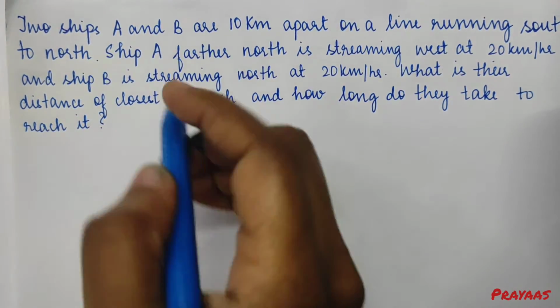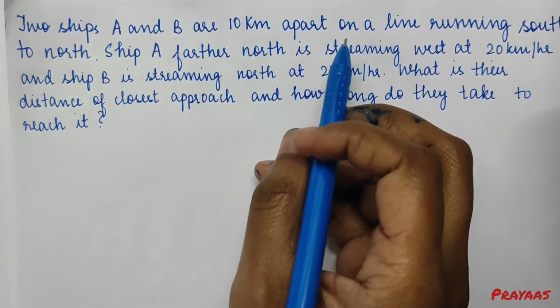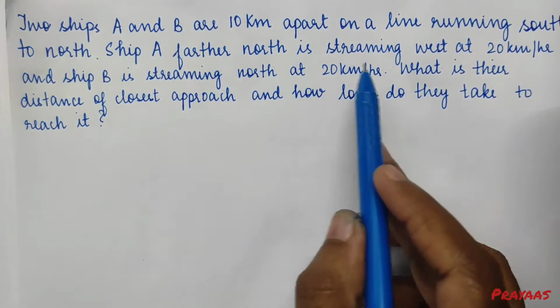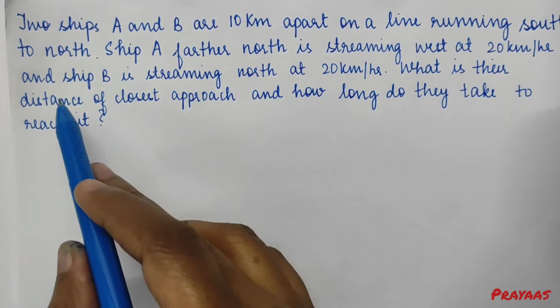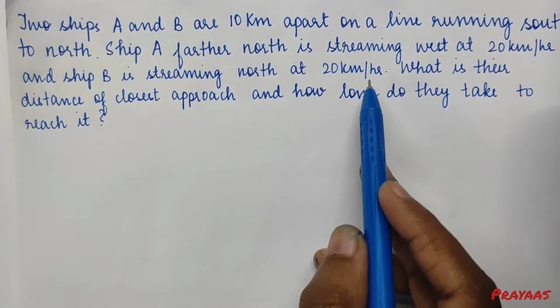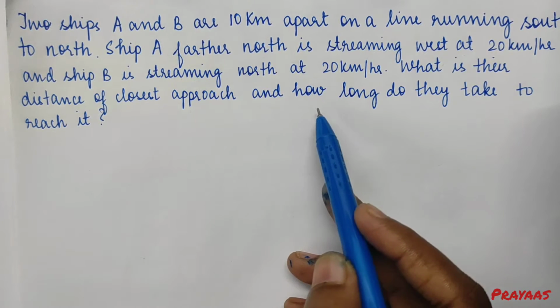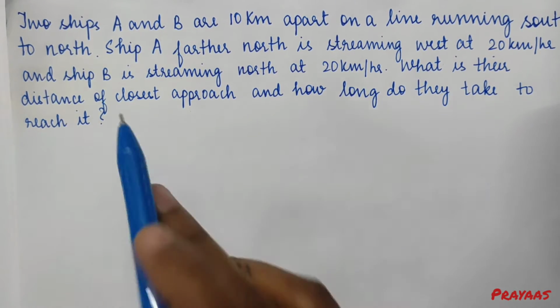Next question. Two ships A and B are 10 km apart on a line running south to north. Ship A, further north, is steaming west at 20 km per hour and ship B is steaming north at 20 km per hour. What is their distance of closest approach and how long do they take to reach it?